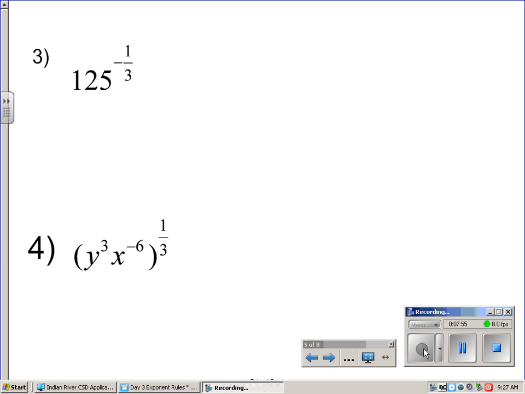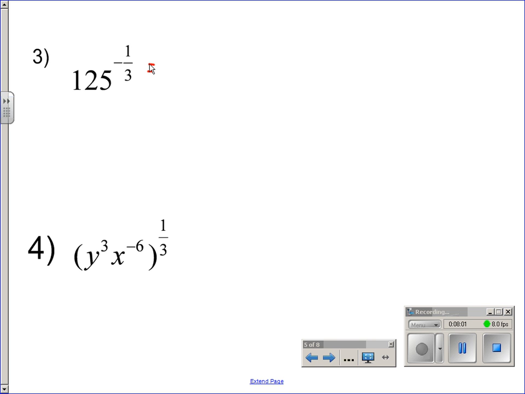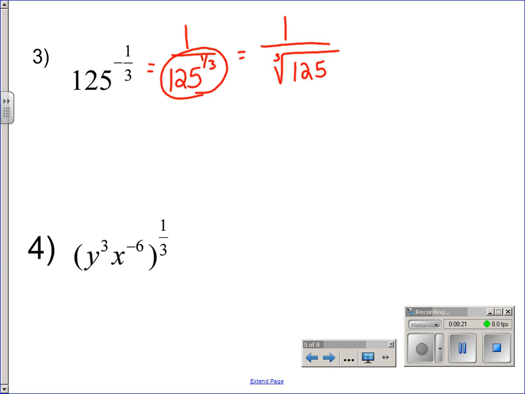All right, let's look at number 3. Now here we have to be careful because we have a negative exponent. What did I tell you to do with negative exponents? They go where? Right, we flip them, reciprocal. So it's 25 to the 1/3. Now we're going to look at this and get rid of the fractional exponent. So 1 stays on top. Which one is our root? The 3. Then it's 125 to the first power, which is 125.